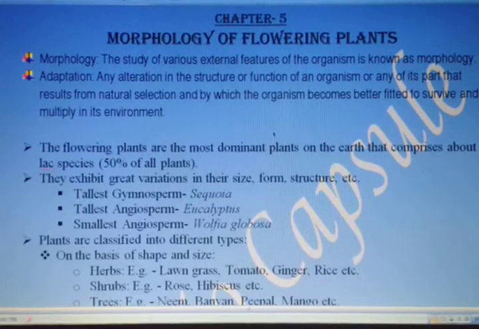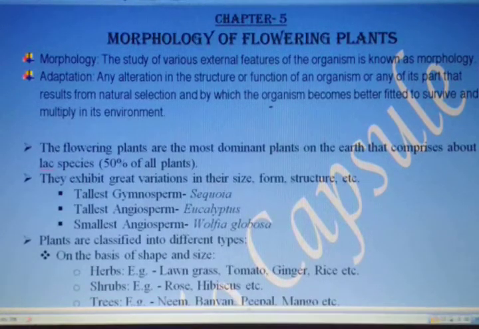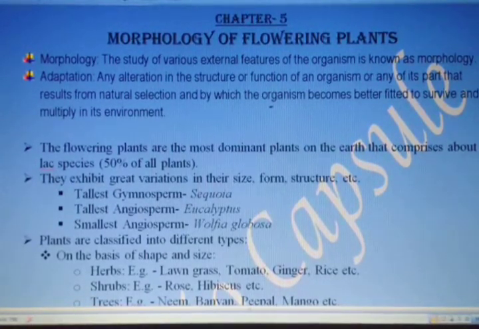Now, what do we understand by morphology? We are going to talk over here about the external features or external structure of an organism. As the name of the chapter, Morphology of Flowering Plants, suggests, in this chapter we will be learning about the external structures of flowering plants, and basically about the largest group of plants that we have studied, the angiosperms.